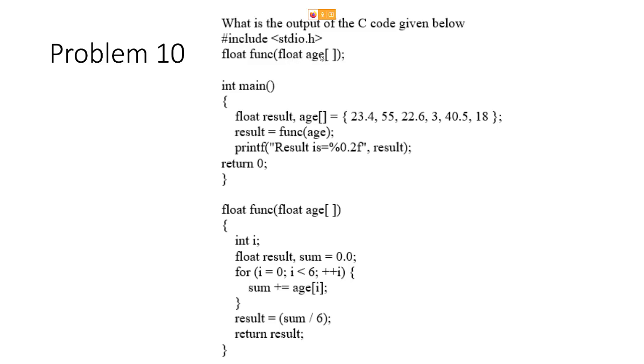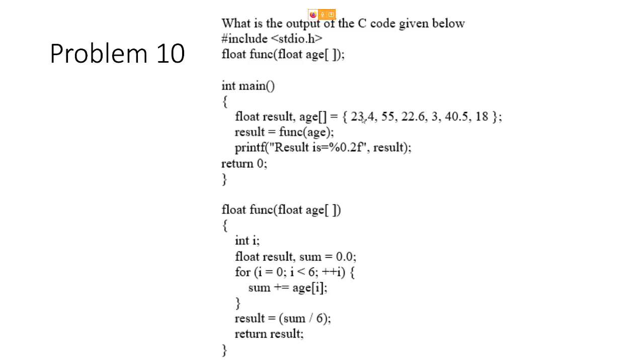The array name is age, and it returns a value of type float. Now inside your main function, you have declared one result variable which is of type float, and there is an age array. So age is an array of float, which basically means that it is an array which stores values of type float. So what is float? Float is a data type in C to represent the rational numbers, basically the real numbers, that is, the numbers which have decimal digits.